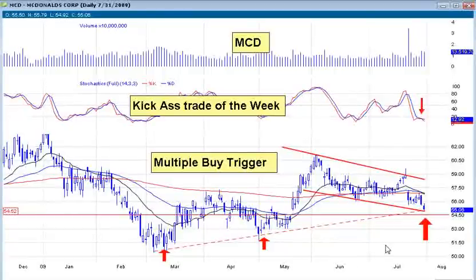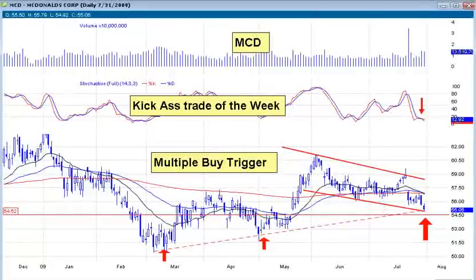This is a little educational combination kick-ass trade of the week alert for you. This week, the week of August 3rd, there are actually multiple kick-ass trades that I posted on the site tonight, but the one that really jumps out at me is McDonald's. So I really want to break down how to trade off of multiple indicators.